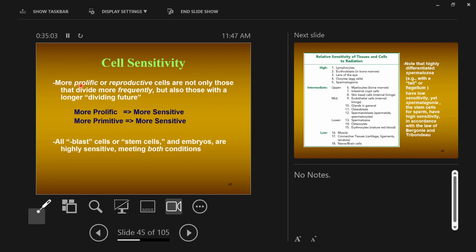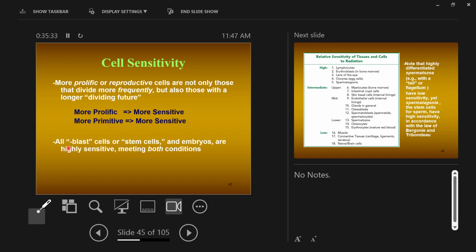More prolific. Proliferation means to divide. So cells that have a higher rate of division, or reproductive cells, are not only those that divide more frequently, but also those with a longer dividing future. More prolific cells are more sensitive. More primitive cells are more sensitive. So like a stem cell that is rapidly dividing and undifferentiated will be very sensitive. You have stem cells in your gonads.